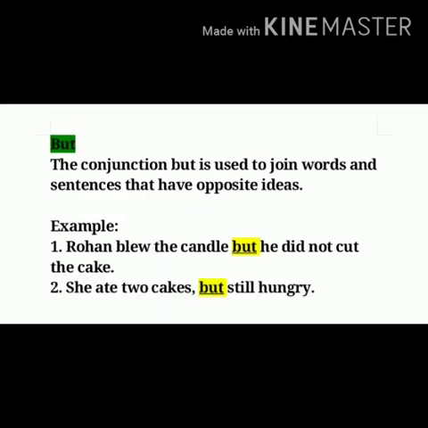Conjunction but. The conjunction but is used to join words and sentences that have opposite ideas. For example, Rohan blew the candle but he did not cut the cake. She ate two cakes but still hungry. In both the sentences, the conjunction but is used and it is showing the opposite ideas in both the sentences.